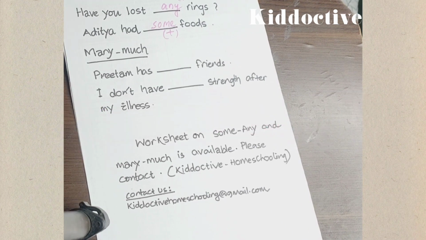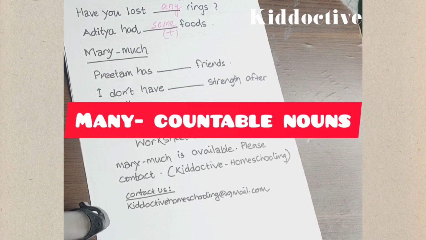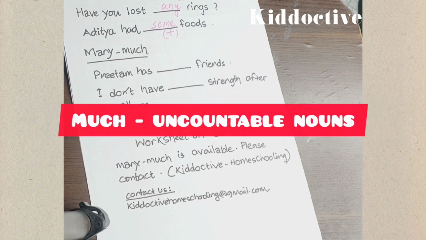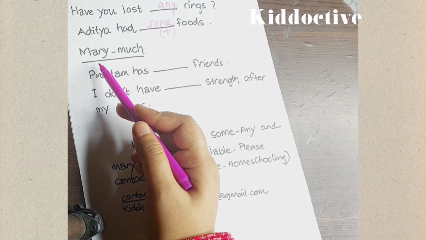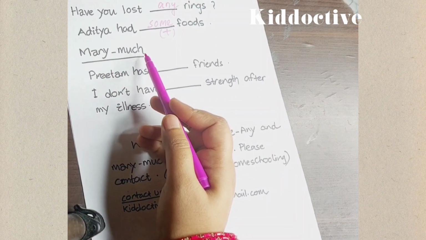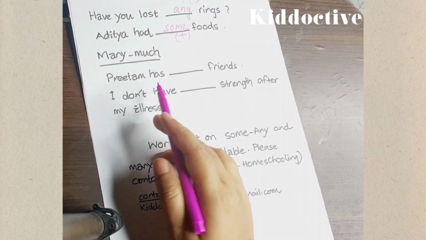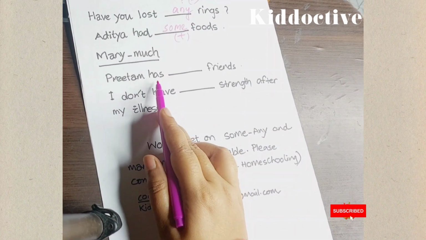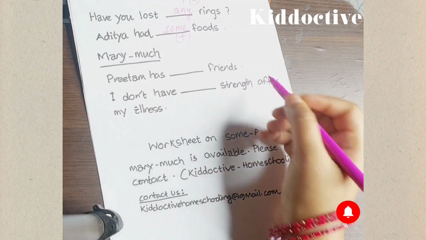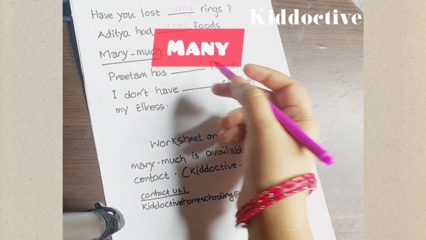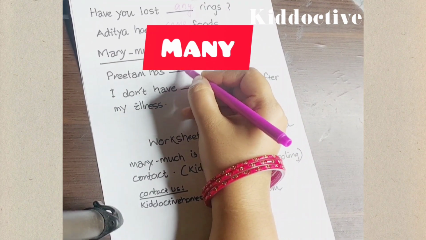Now coming to many and much. Many is used to describe countable nouns, okay, and much is used to describe uncountable nouns. Okay, so many, you can say many eggs, much we can say sugar. Okay, so here we are going to use it. Pritam has blank friends. We can calculate how many friends you have, yes or no? So that's why we use many here.